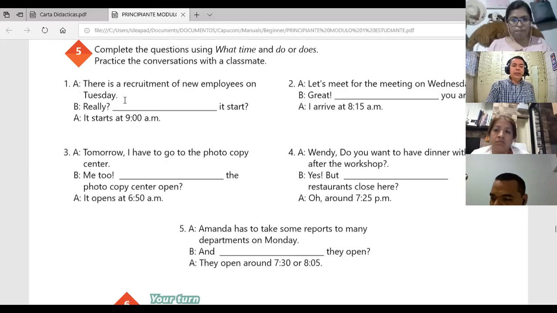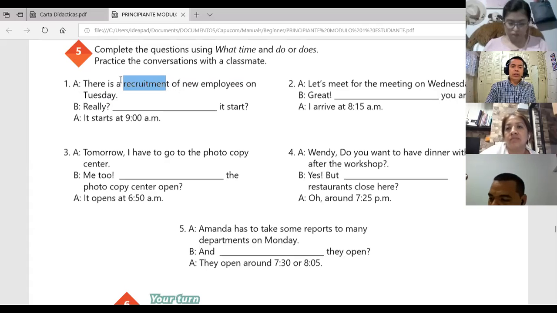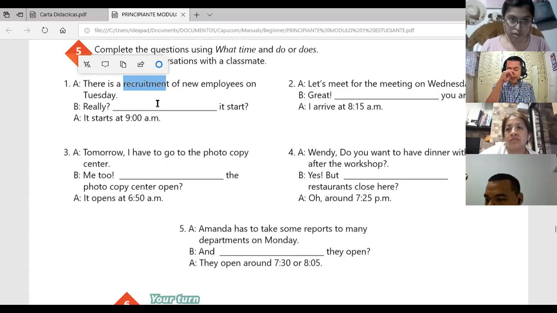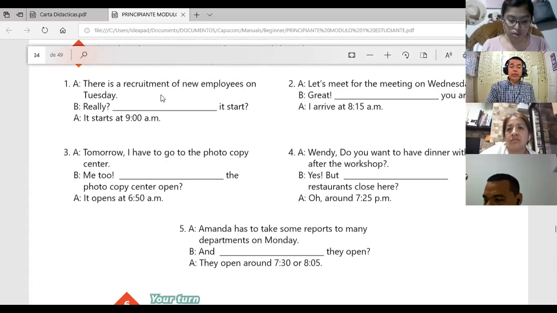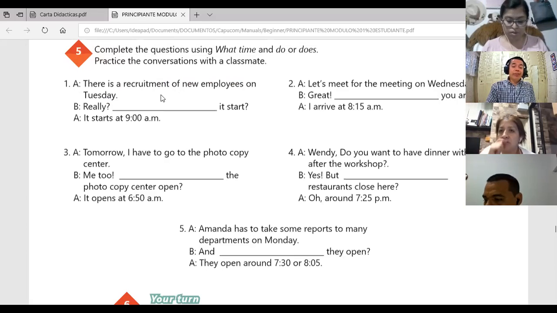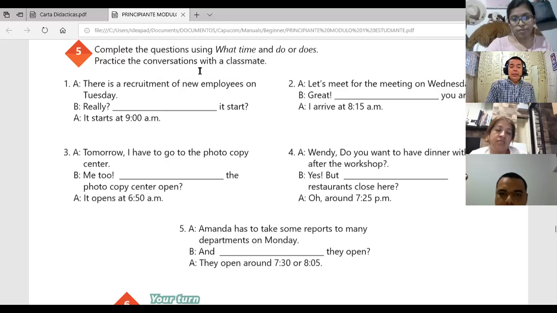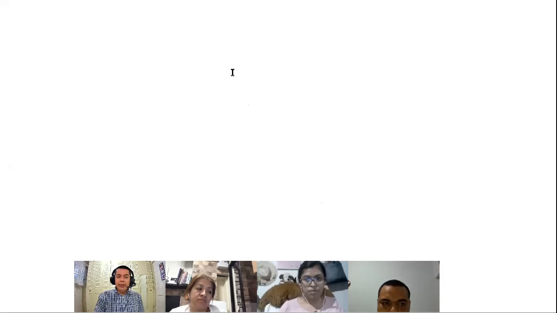Now, there is a recruitment of new employees. So the noun is recruitment, right? Reclutamiento o, how do you say, cuando emplean un montón de personas, oportunidad de trabajo o feria laboral, right? Okay, so this is a recruitment. Just let me explain this. Solo explico esto, sorry, excuse me. Después le respondo, solo le quiero explicar esto, okay.